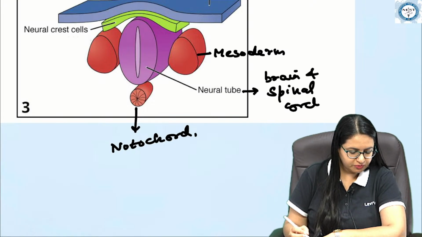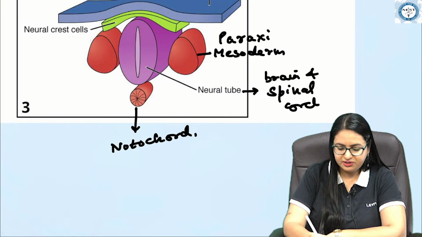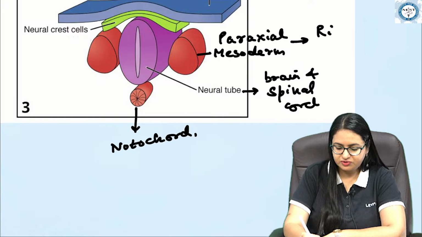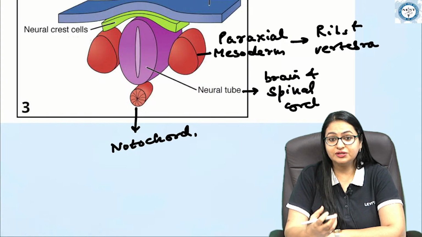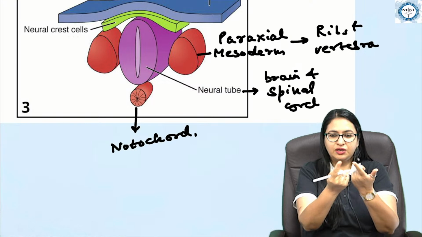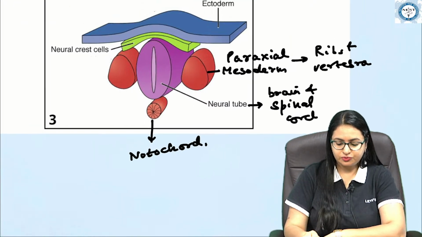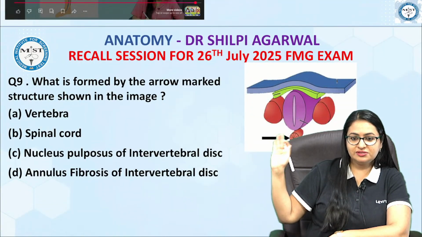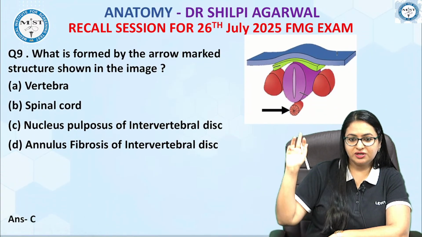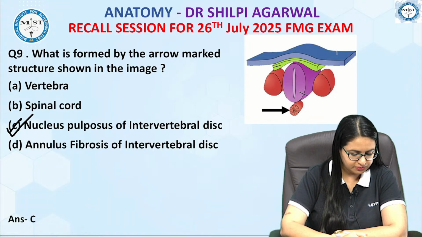It will be helping in the formation of the brain and the spinal cord. When you talk about this mesoderm, we already mentioned that this is the paraxial mesoderm, which contributes to the formation of the ribs and the vertebra. And the notochord is the one which forms the nucleus pulposus specifically. Annulus fibrosus is the outer component of the intervertebral disc. The central component, the nucleus pulposus, is formed by the notochord. So when you see this arrow marked structure, we have understood this is the notochord and the answer is nucleus pulposus.